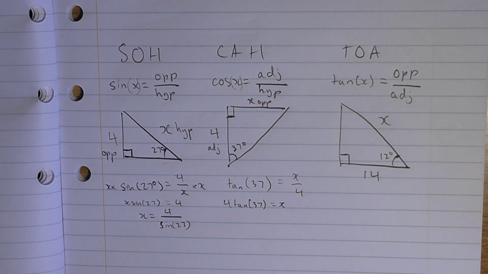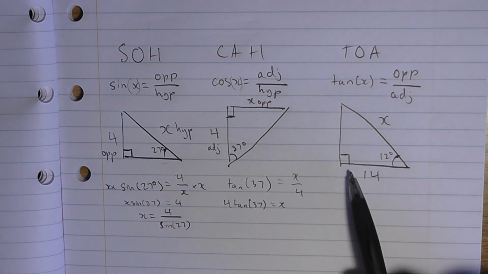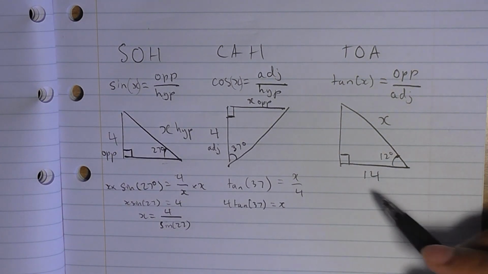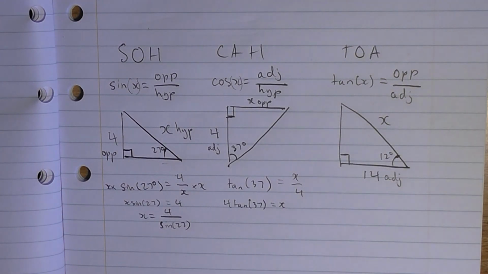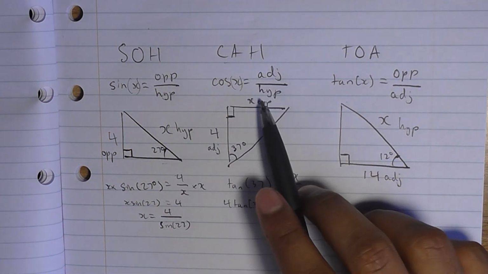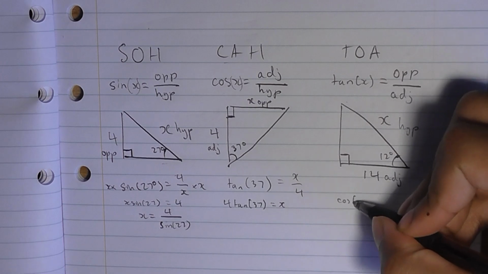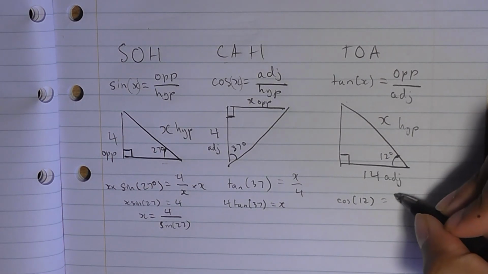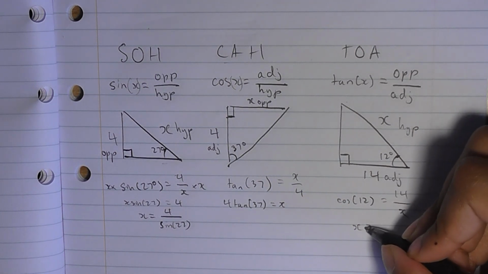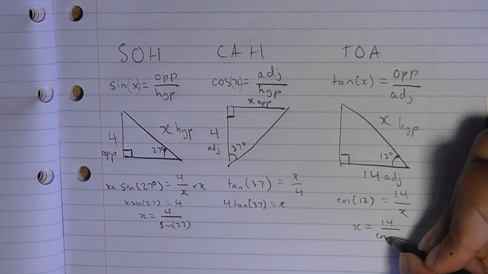For this third example, we look at the same thing. This is the side that's touching the angle but is not the longest, so we know this is the adjacent side. This side is the longest side in the whole triangle, so we know this is the hypotenuse. Therefore, we can use the rule that brings adjacent and hypotenuse together, which is cos equals adjacent over hypotenuse. So cos of the angle 12 equals the adjacent over the hypotenuse. Now rearranging to get in terms of x, x equals 14 over cos 12.